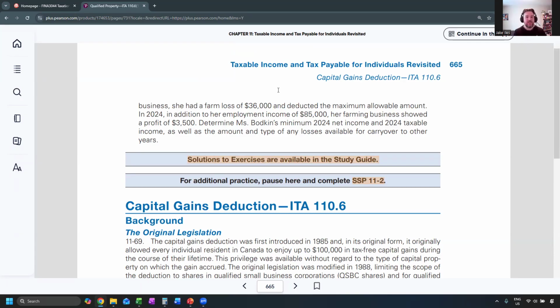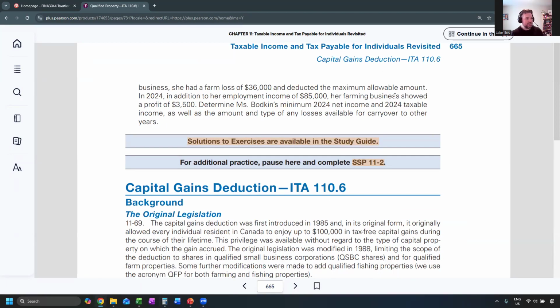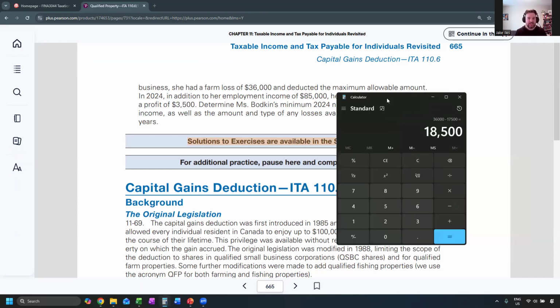So we can only use those losses. That $18,500 can only be deducted once we have farming income. Did we have any farming income this year? Yes, her business showed a profit of $3,500. So we can take our restricted losses and use $3,500 to subtract from our taxable income. That's going to leave $15,000 of farm losses still to be used in the future, but $3,500 can be used now to protect that income. So it looks like this.